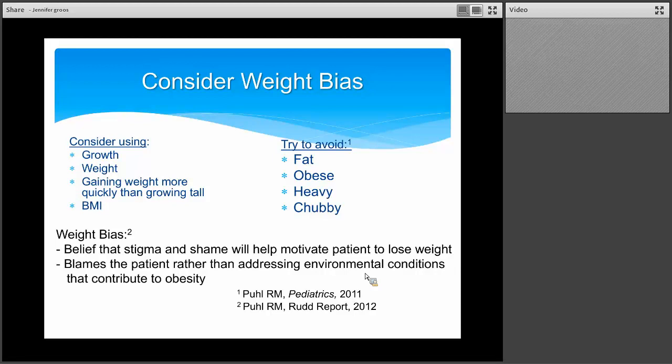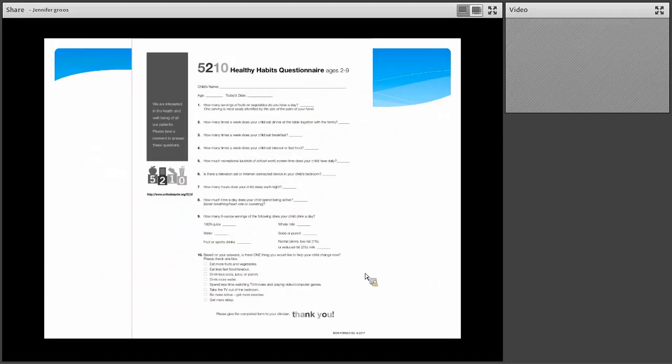This is a slide from the weight bias webinar that we did. When we're talking about measuring children, again, it's important to focus on growth, both height and weight. We know that terms such as growth, weight, gaining weight more quickly than growing tall, or BMI are much better received than using terms such as those listed on the right-hand side, such as the word obesity, since it definitely has some negative stigma attached to it, or any of the other terms that sometimes are used.